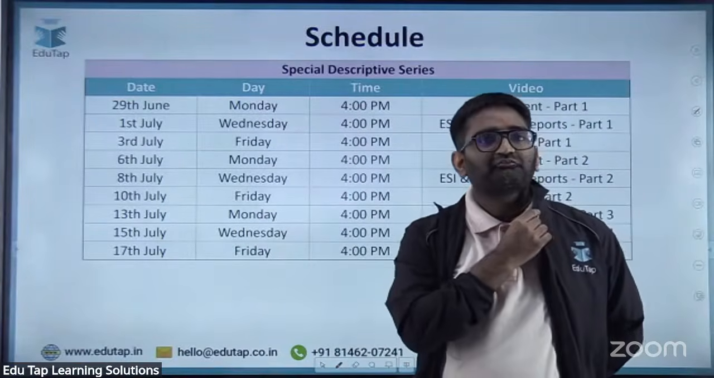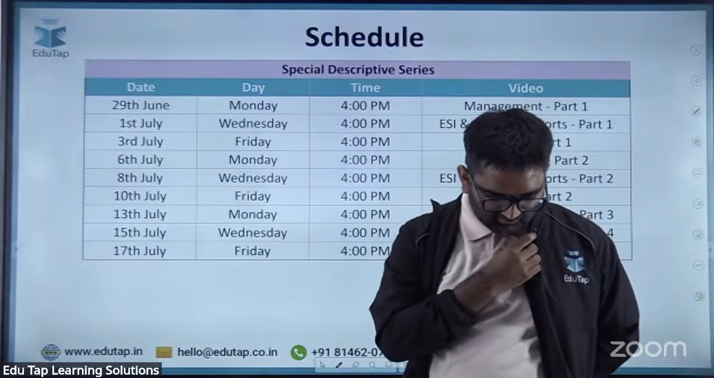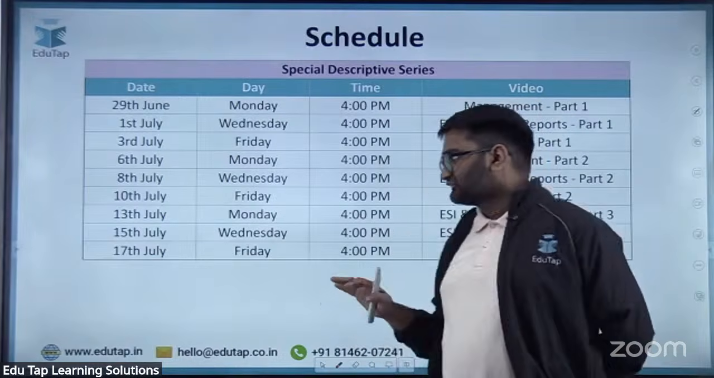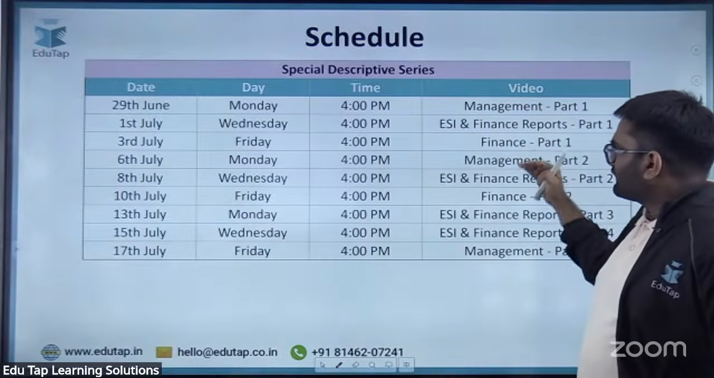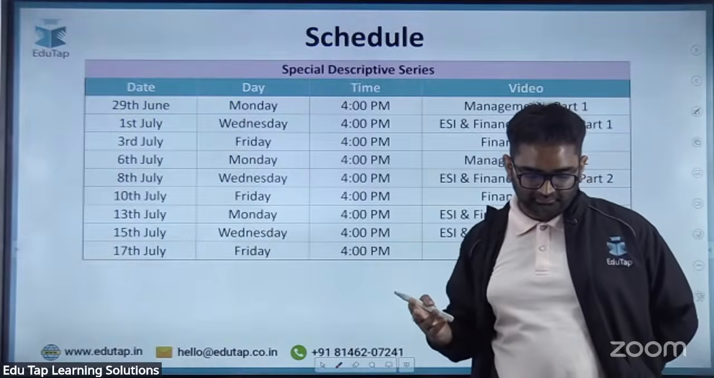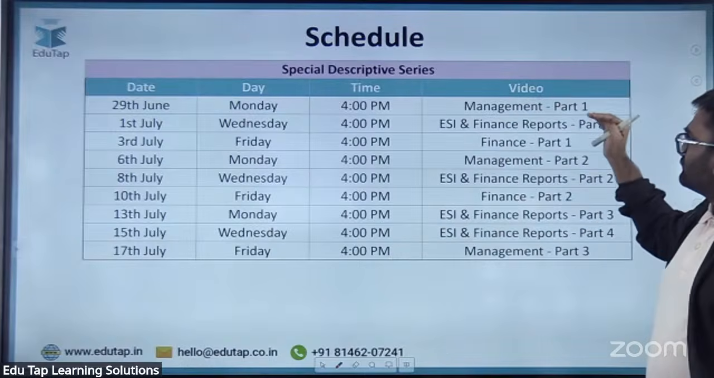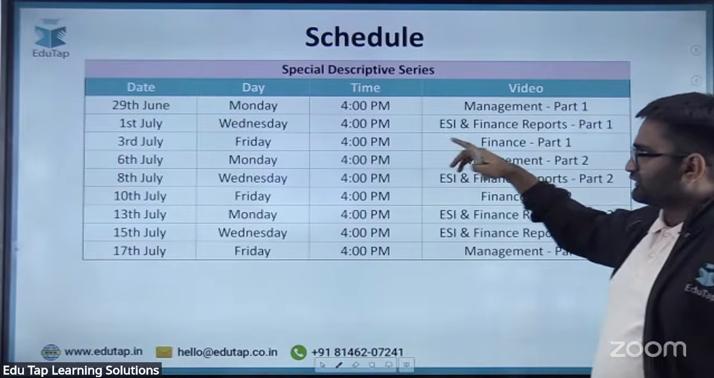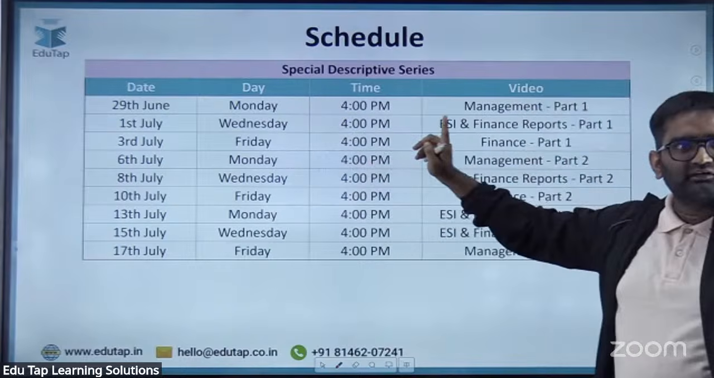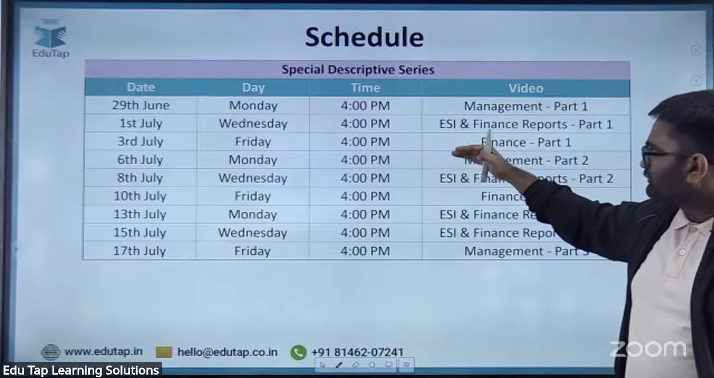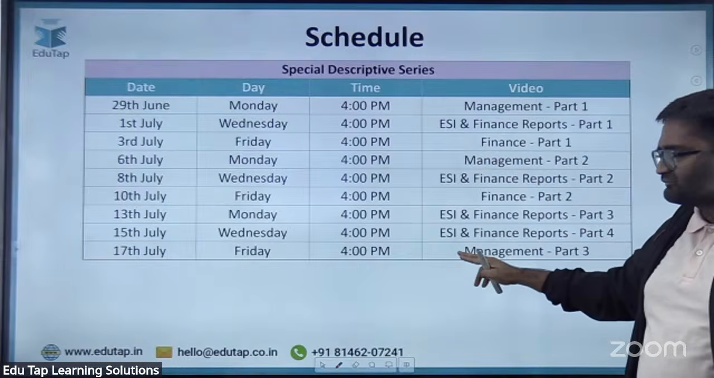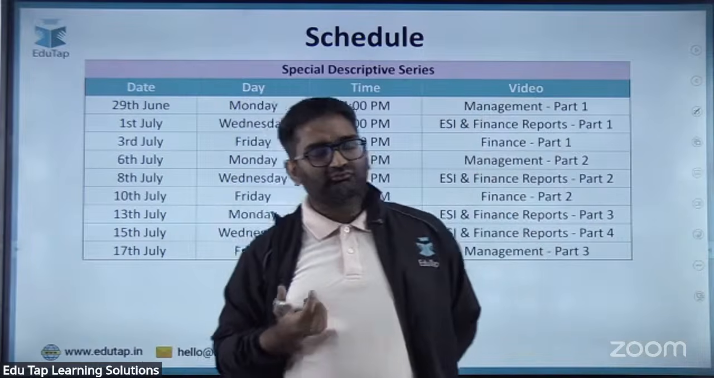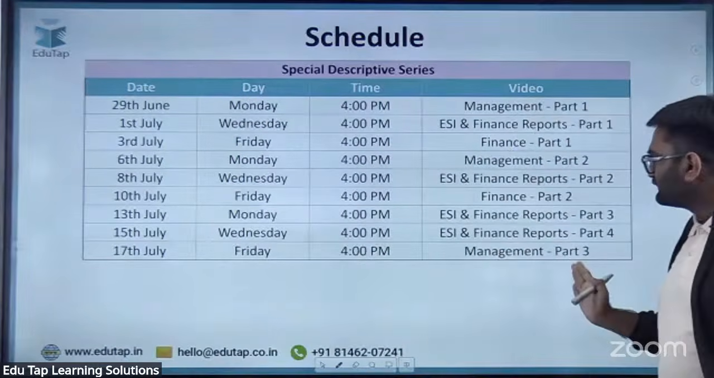If any of you have anything to ask, you can keep asking in the chat box. I hope the importance of this series is very clearly understood. You can see everything with respect to the FM and the ESI paper is covered here: starting from management, then ESI and finance reports, and then finance static. That is how the sessions have been designed. In the second week the same thing repeats. Because the questions on the static part of finance are fewer, we have given fewer sessions to it.